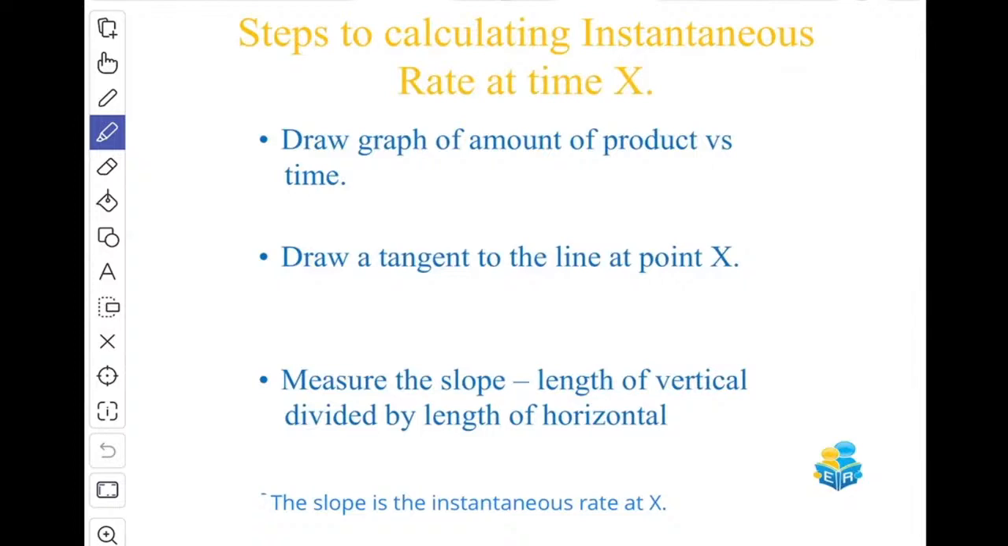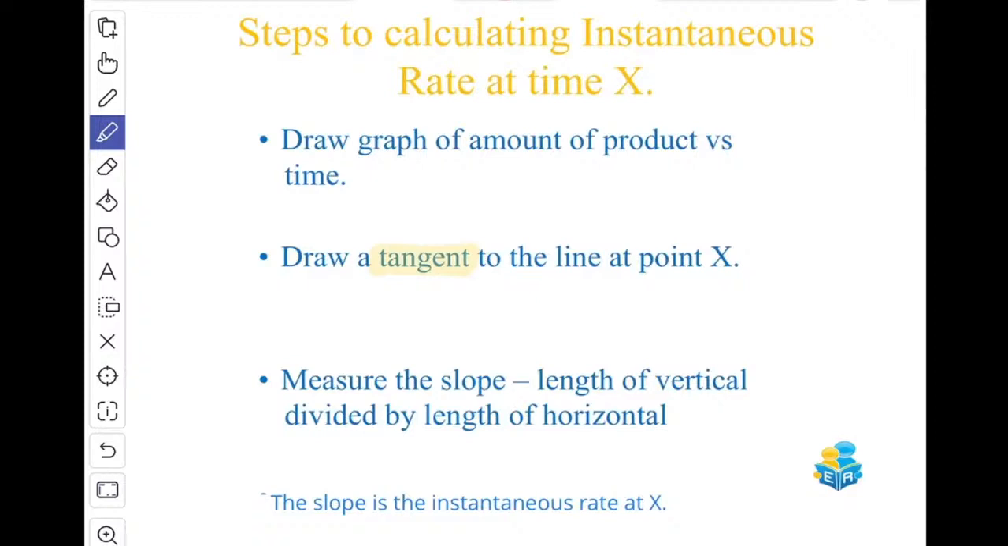And what you'll do is you will draw a tangent. So a tangent, Anya will have gone through this on ExamRevision.ie. A tangent is a line which touches a curve at one point only. So you would draw a point at time x and then draw a tangent line. And we're going to do this in a second. And what you do is you would measure the slope of the line.